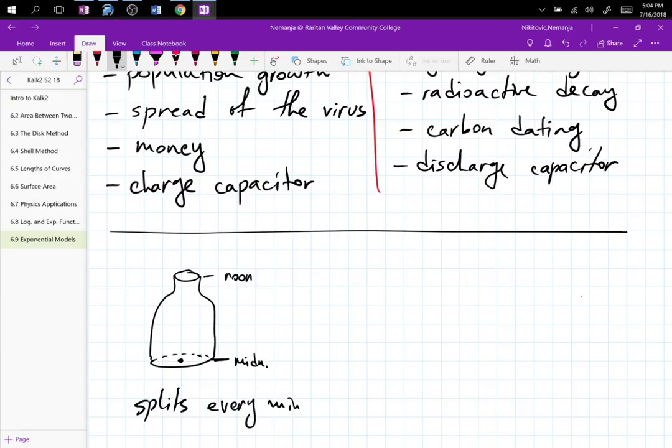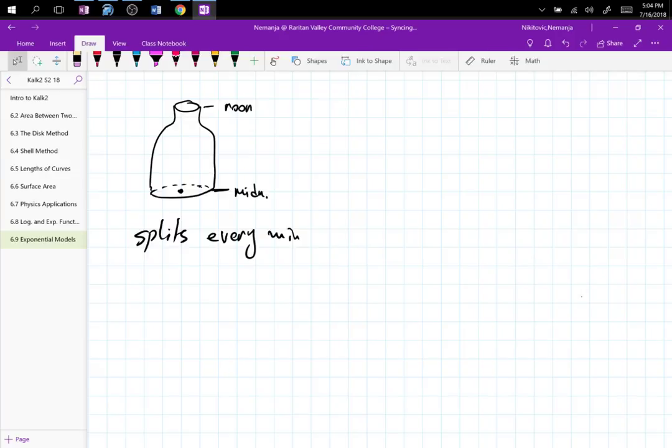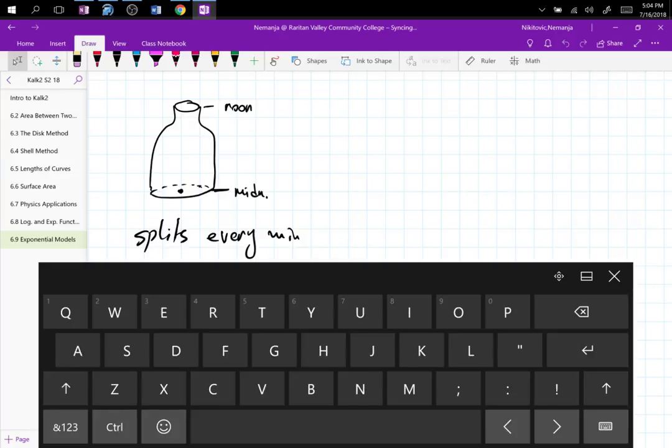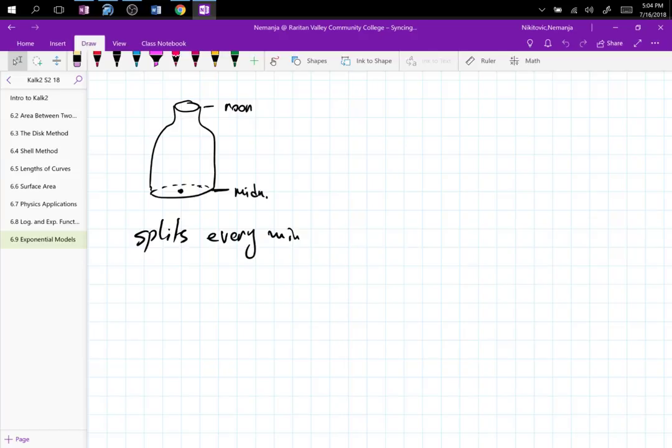So now let's take a look at this. You put one of these at midnight on the bottom of the jar, and at noon it will be full. So it will take 12 hours to fill the entire jar. At what time is the half of the jar full? 11 hours, 59 minutes. Yes. So at 11:59, you have half of the jar full.